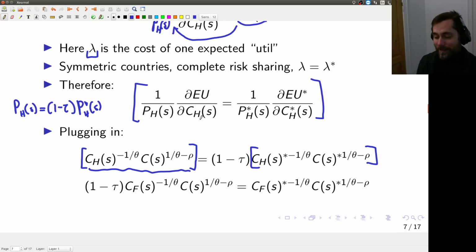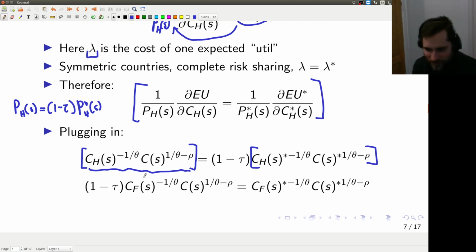By the way, if you take a look at this expression, this has to be true state by state. I'm not sure why I wrote it twice. Oh yeah, once for the home good and once for the foreign good, but they're very symmetric, right? Here we've got CHS to a negative power, and here we've got CHS star to a negative power. So it's more natural if you put those on the other side.